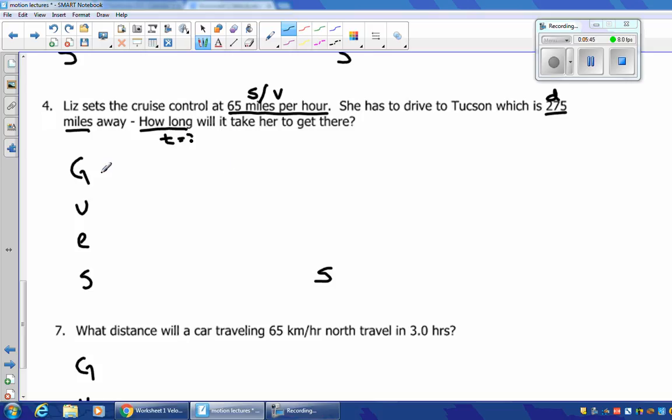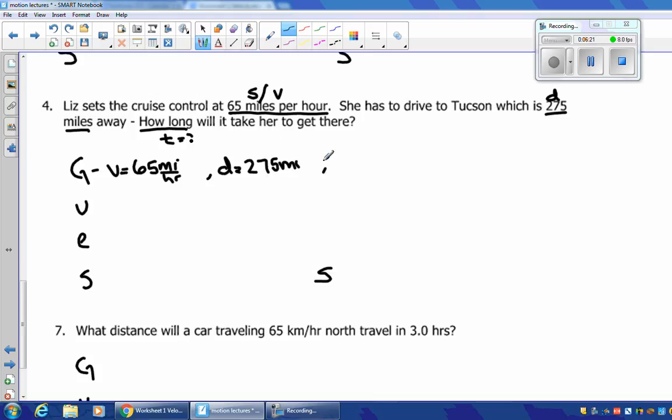You try it. What numbers were we given? Put the symbols and the numbers there. Try it. Pause it and try it. Think about it. All right, 65 miles per hour was what? This was our velocity. Miles per hour. That right? Okay, what else were we given? 275 miles away is a distance.